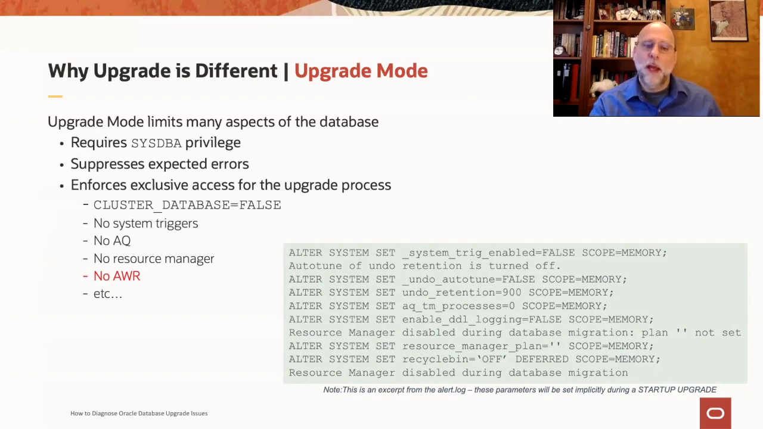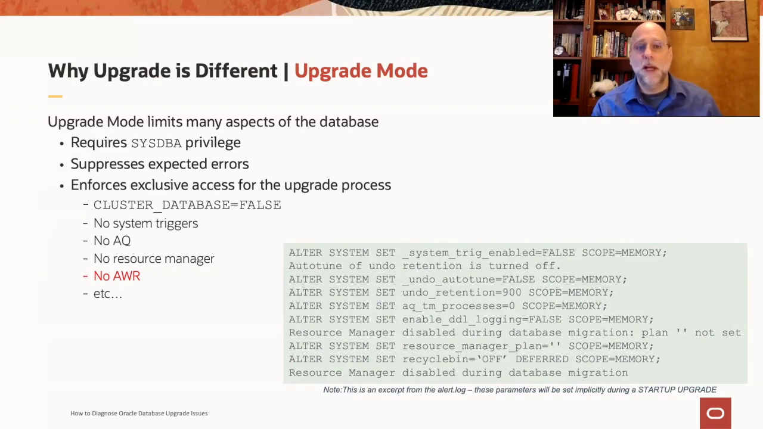But then that enforcement of exclusive access to the database means that anything that causes background processing is going to be disabled. That means everything from system triggers. There are some triggers, for example, that fire whenever you issue a DDL statement. And you can imagine how disruptive that would be with all the DDL that upgrade is doing. We disable advanced queuing, the job scheduler, and the job scheduler also includes any of your background jobs, stats gathering, AWR reporting, and so on.